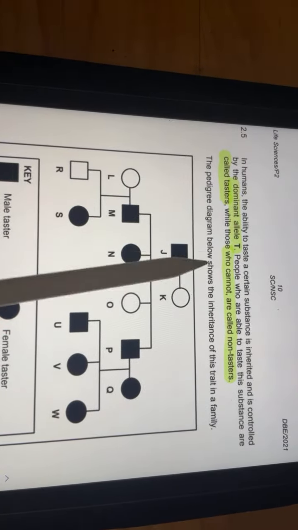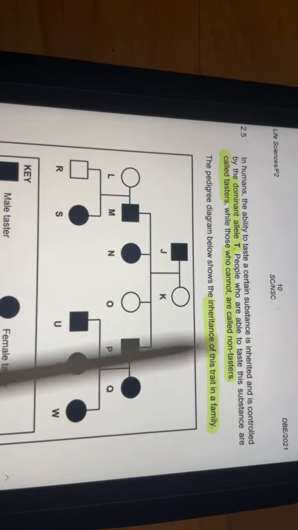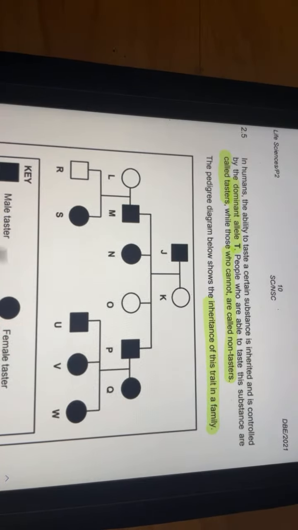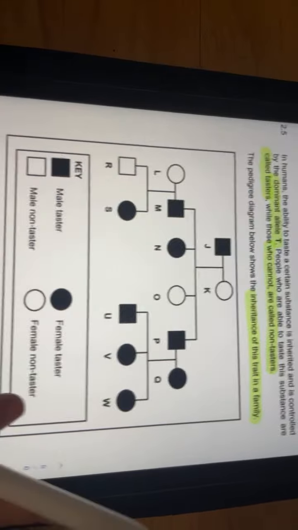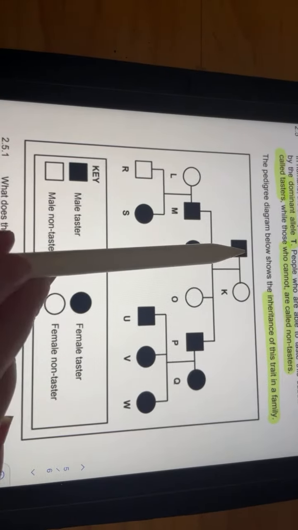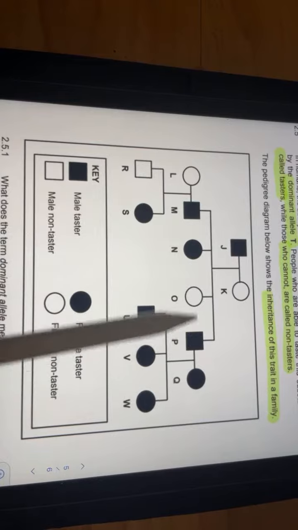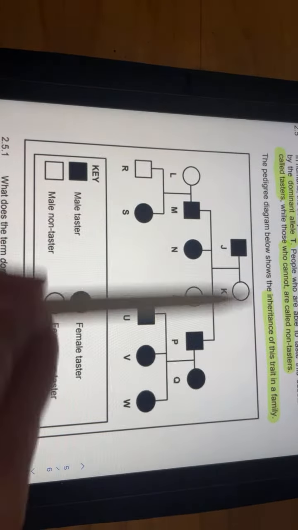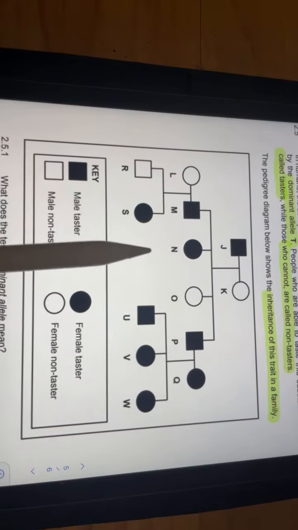And the diagram below shows the inheritance of this trait in our family. And so we're just going to make sure that we're comfortable with what's going on here. So we've got our tasters who are colored in and our non-tasters. Now, I always tell my matrics to go and fill in everybody's alleles.